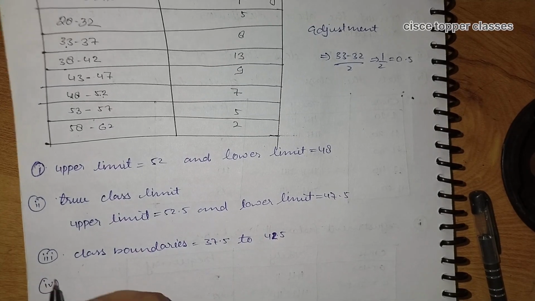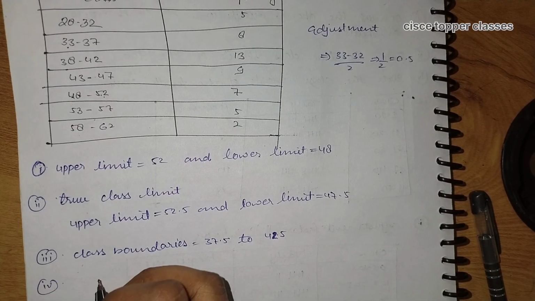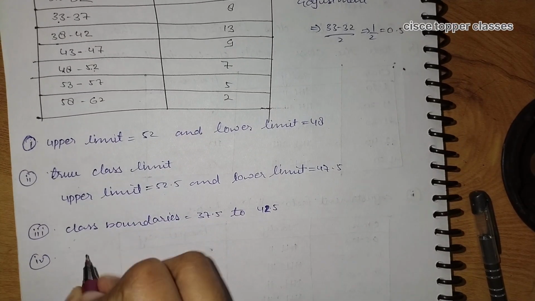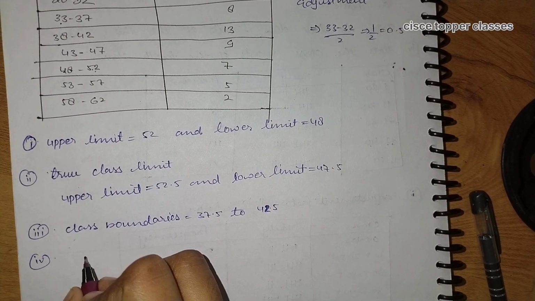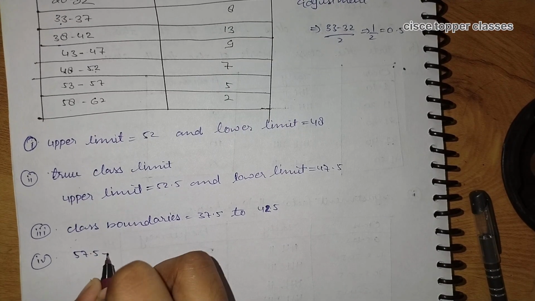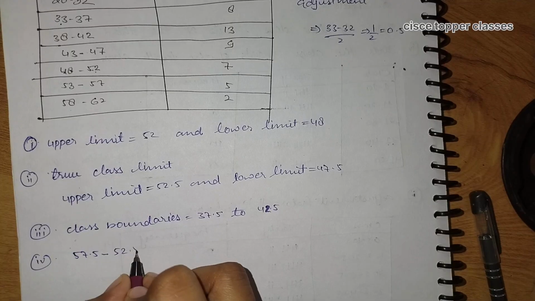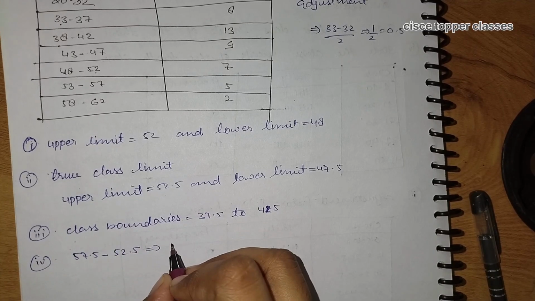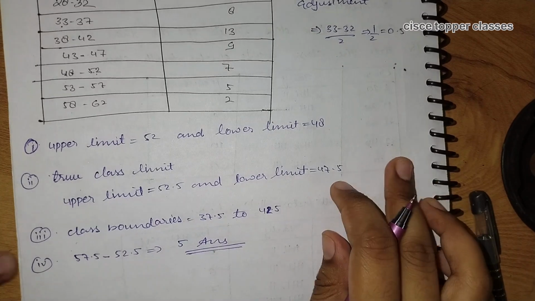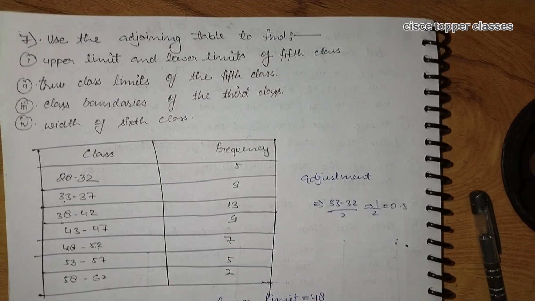And now if you want to write the width of the sixth class, this will be the difference of the true upper limit and true lower limit. So in the sixth class, you write 57.5 minus 52.5. So this will be 5, the answer here in the fourth part. So this is the solution of question number 7 here.